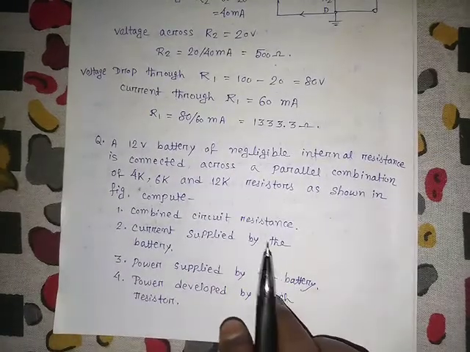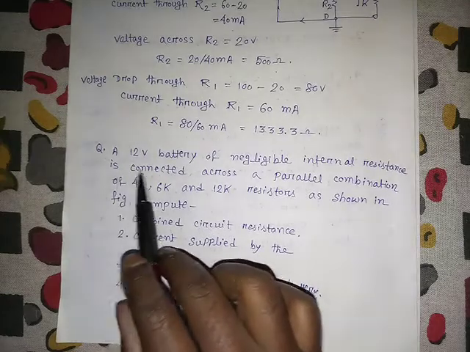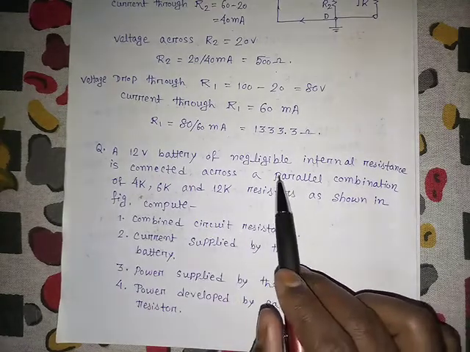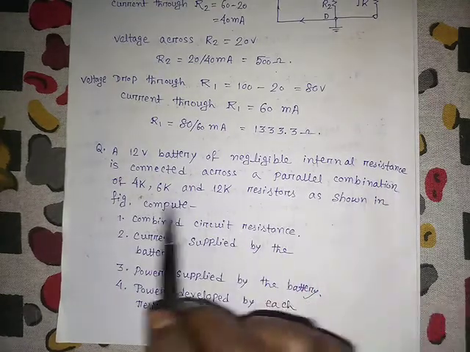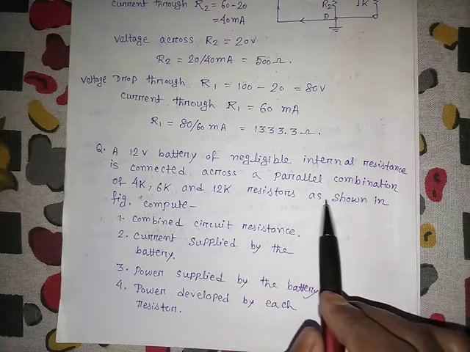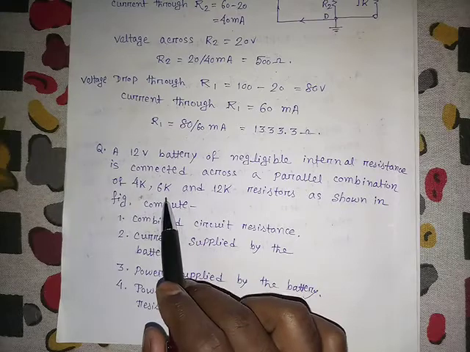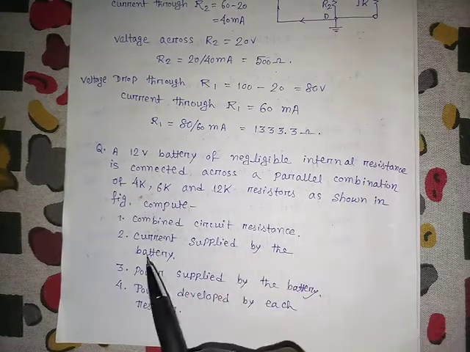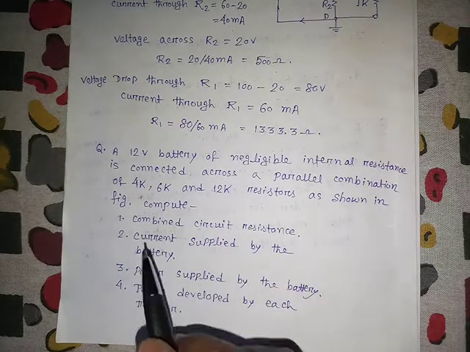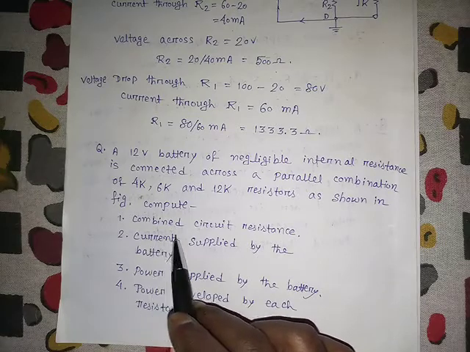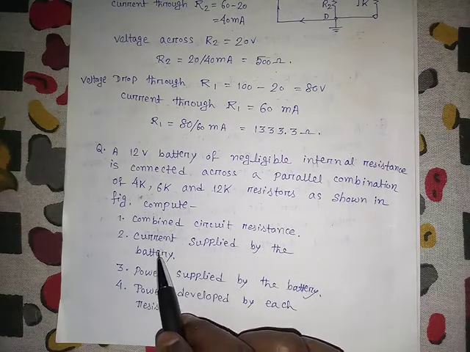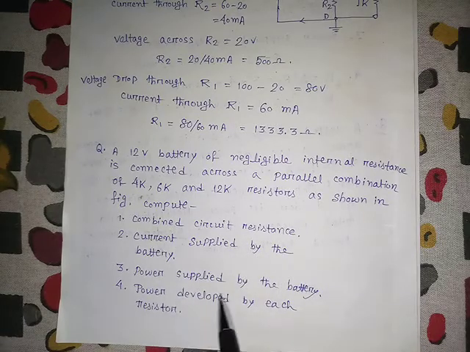In this problem, they give us a 12 volt battery source with negligible internal resistance connected across a parallel combination of 4 kilo ohm, 6 kilo ohm, and 12 kilo ohm resistances as shown in the figure. Compute the combined circuit resistance, current supplied by the battery, power supplied by the battery, and power developed by each resistor.